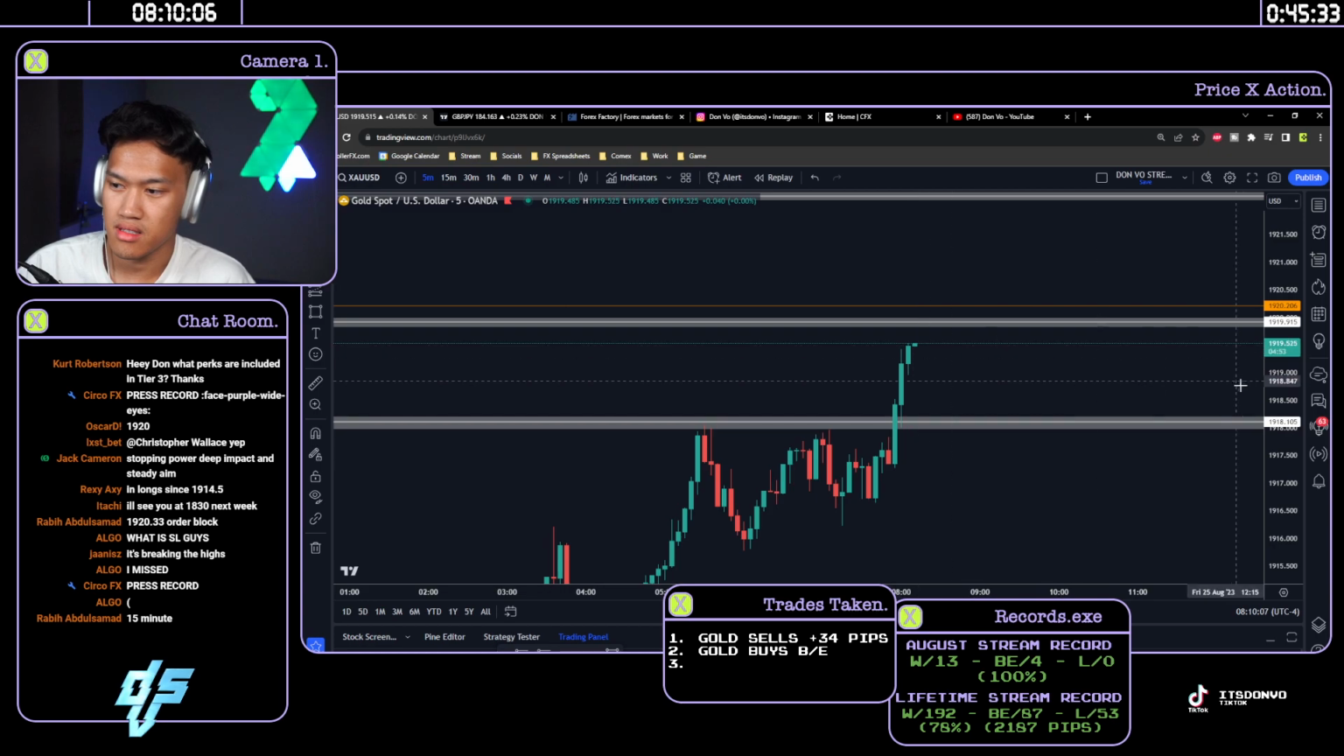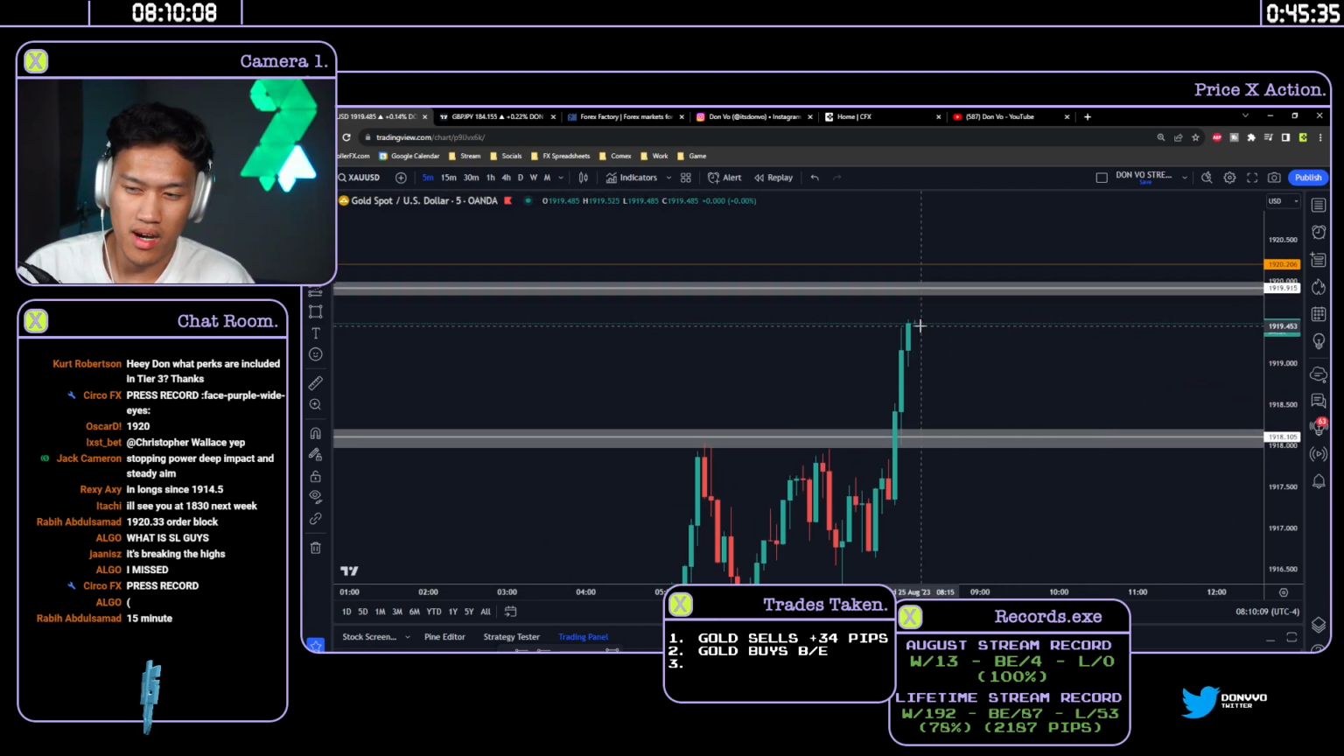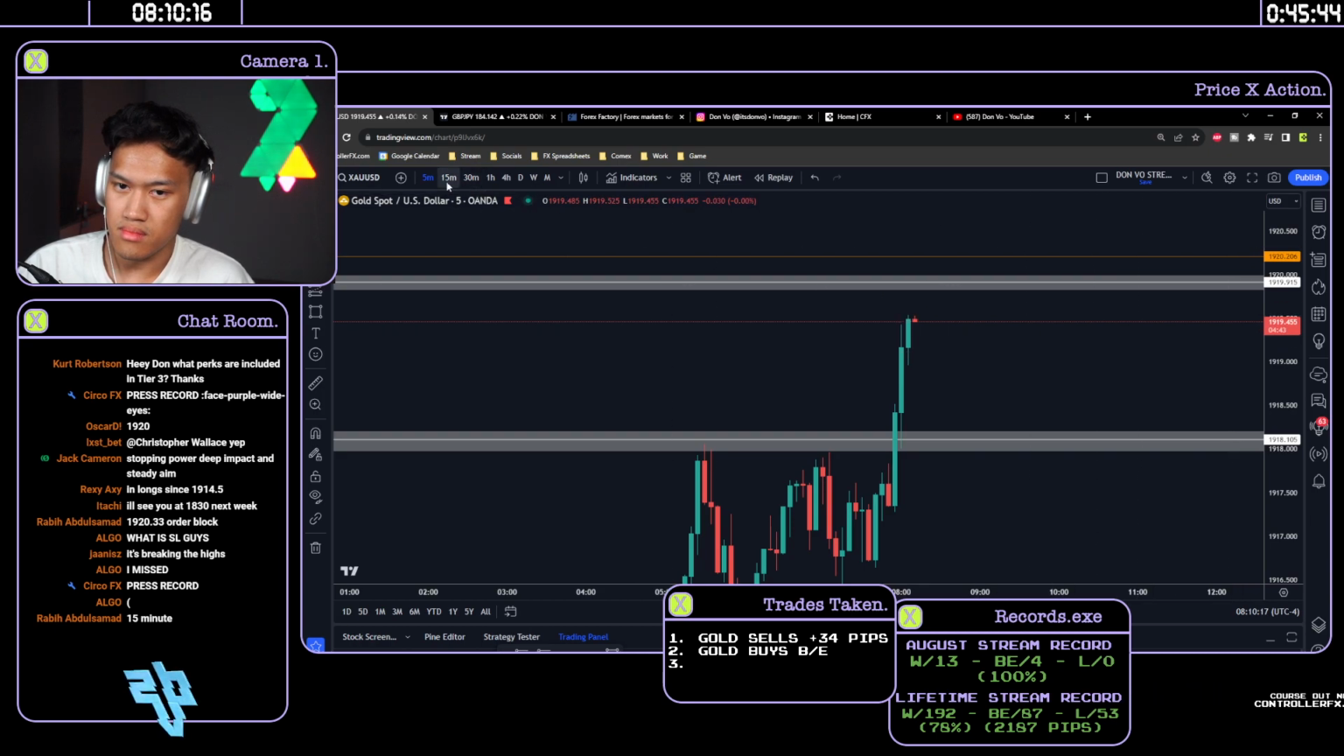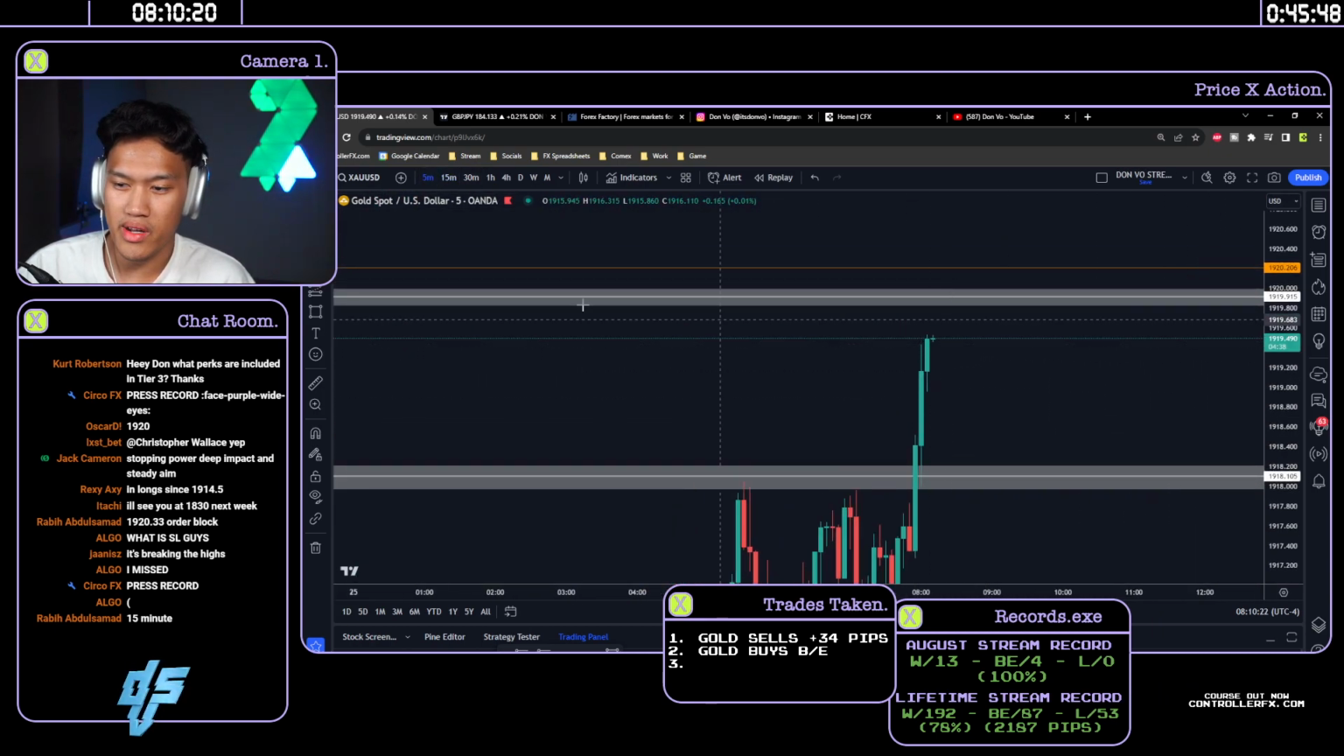Let's see. Preferably no bottom wick though. If there is a bottom wick, then I might wait for 1920 to get tapped. By bottom wick, I mean an actual bottom wick, right? So not just something like that. I would expect something like this first, right? That's not really considered a bottom wick to me.